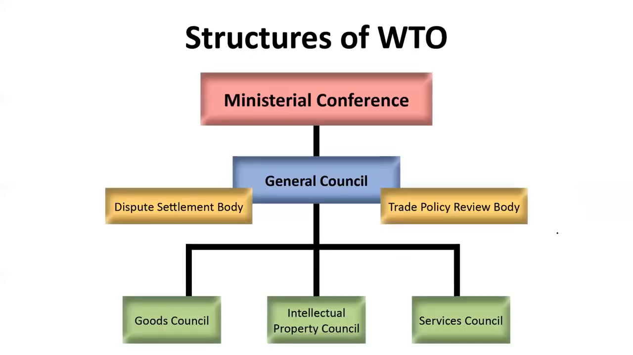So let's see the structure of WTO. First comes the ministerial conference, which is the highest decision making body in the WTO. Under the ministerial conference there is a general council, which has two bodies: the dispute settlement body and the trade policy review body. The trade policy review body mainly checks the trade policies, and the dispute settlement body performs the task of dispute settlement. Then under the general council there are three basic councils: goods council, intellectual property council and services council, GIS, you can remember.